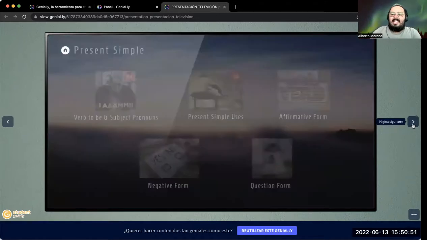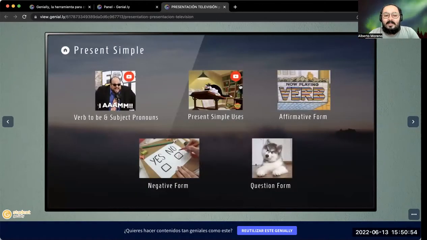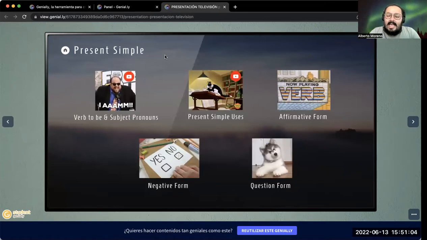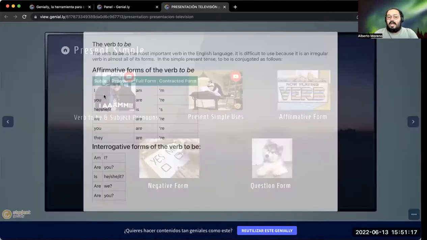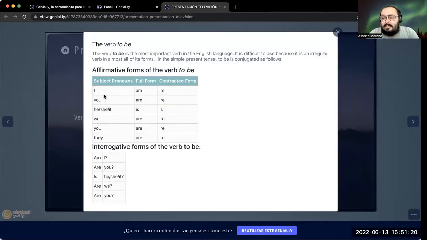So let's start now with the present simple. Remember that the present simple is very important in English, and we have two options: the present simple with the verb to be, or the present simple with the regular verbs. Before starting with the present simple, let's review the verb to be and the subject pronouns. There is a correspondence between the verb to be and subject pronouns, so we have to understand this.